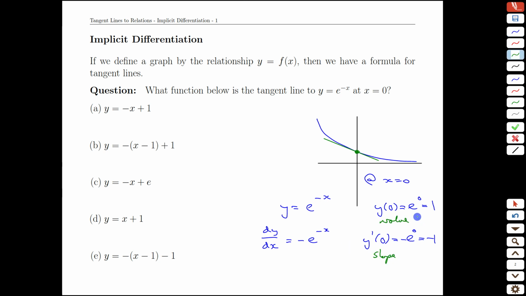With those two ingredients, slope and value, we can build our linear approximation, or our tangent line formula. We take the slope times x minus the point where we're referencing ourselves, which is 0 here, plus the value, and at the end of the day, we would most likely rewrite that as 1 minus x, or negative x plus 1. Looking down the list here, we see that a is the function that we would use as the linear approximation to e to the negative x at the point x equals 0. With that in mind, let's see how we can tackle some more challenging problems.